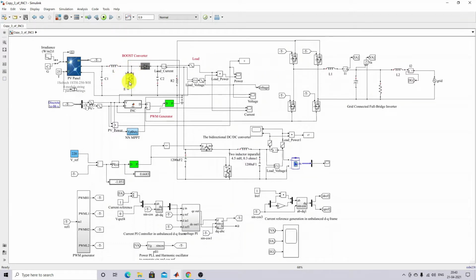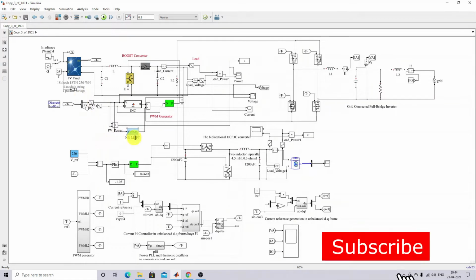When you turn on and turn off this IGBT, you can transfer the power from this side to this side. Okay. So what's the use of the boost converter here? The boost converter is used for matching the resistance of the PV panel with the load resistance. For that purpose only, we are using the boost converter. In order to control that IGBT switch, we need to implement an MPPT algorithm.